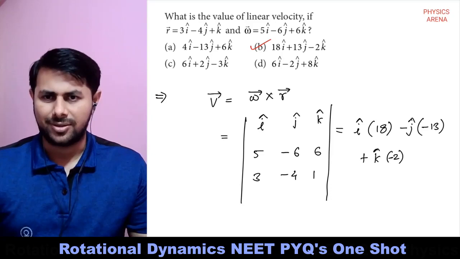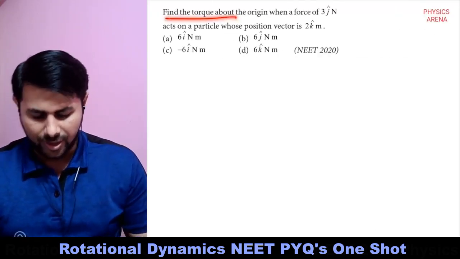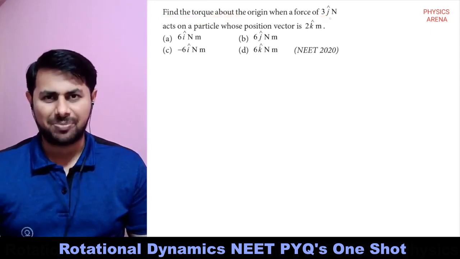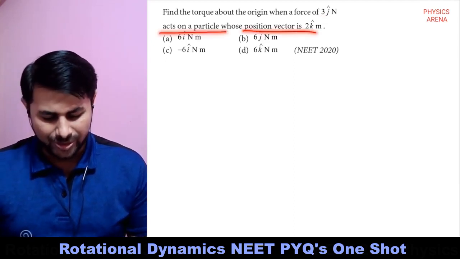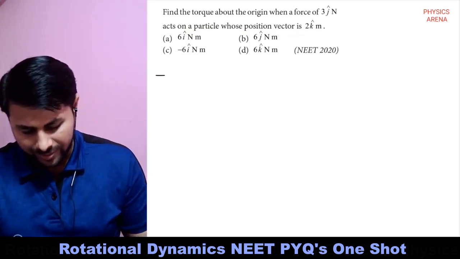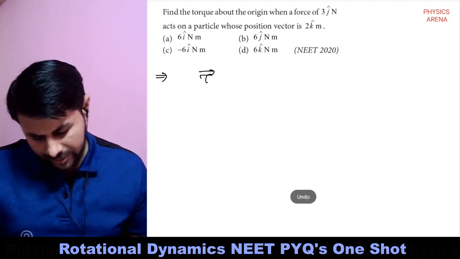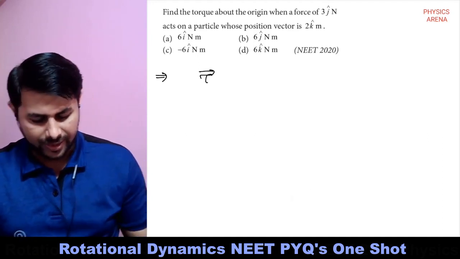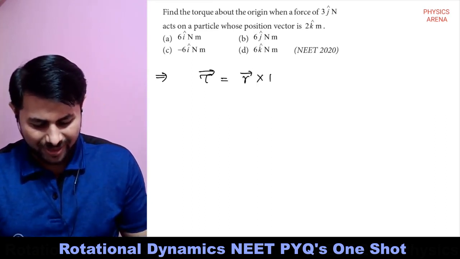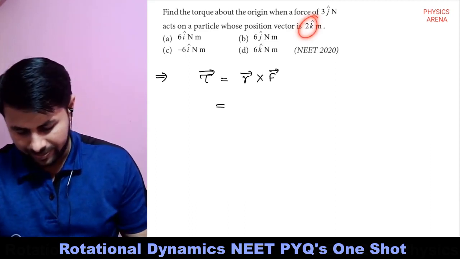Everybody? Good. Then the next question is: find the torque about the origin when a force of 3 j cap Newton acts on a particle whose position vector is 2 k cap meters. So what is torque? It is R bar cross F bar, right? So see, R bar is 2 k cap.